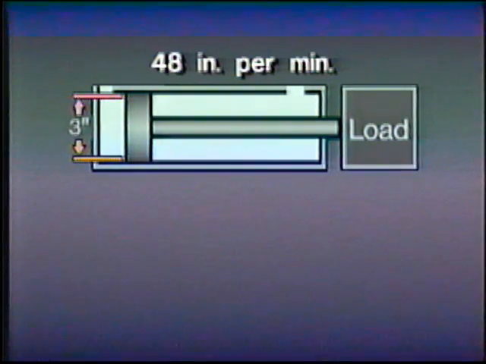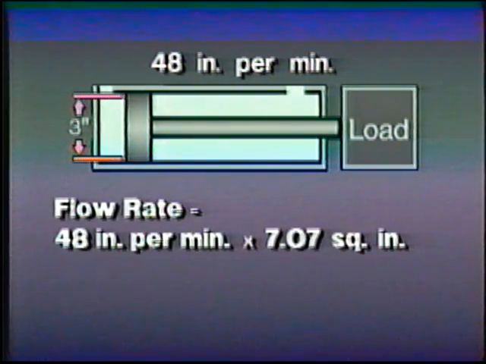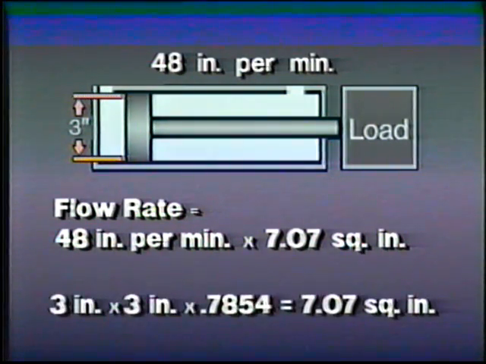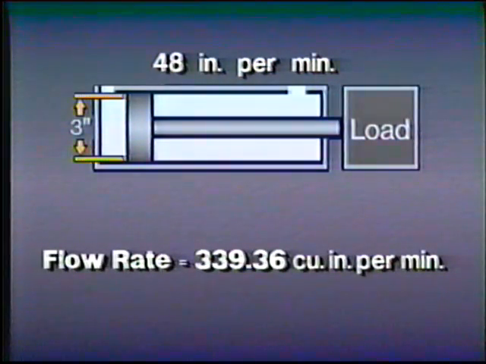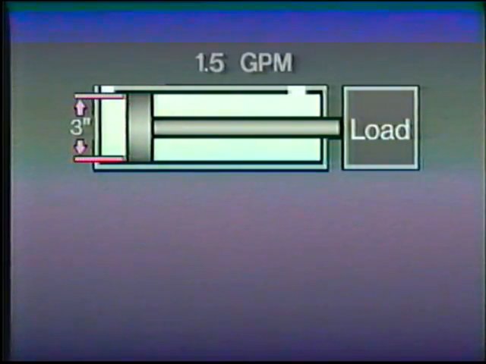Suppose we need to determine the flow rate necessary to move a load 48 inches per minute using a cylinder with a 3-inch bore. To calculate the flow rate, we multiply 48 inches per minute times 7.07 square inches. That's the area of a piston with a 3-inch diameter. The answer is 339.36 cubic inches per minute. Let's look at another situation you might run into.